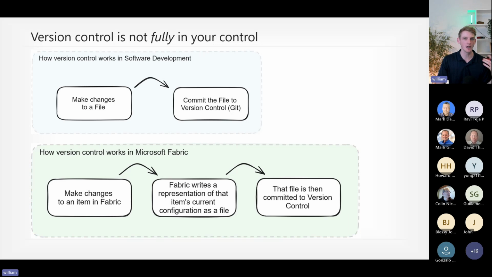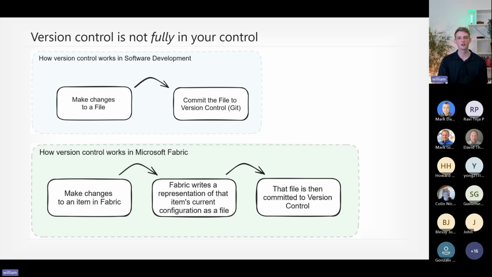When you make changes to an item in Fabric, it's actually Fabric, or Microsoft, the technology itself, that writes a representation of the current configuration of that item into a kind of text format, right? So your data pipeline gets written out as a JSON file that lists out all of the activities and that kind of thing. Your notebook is a fairly straightforward one because that is mostly code, right? And then that is the thing that gets written into version control.